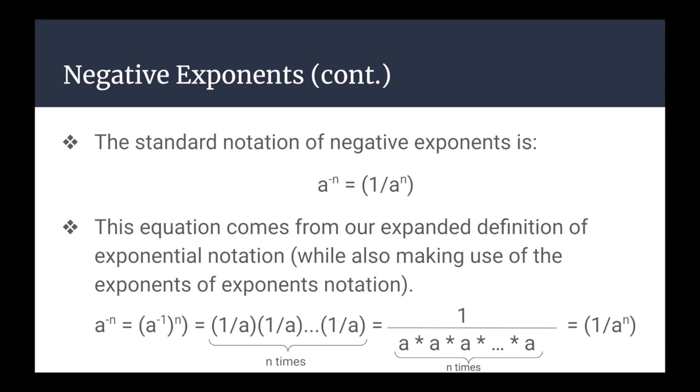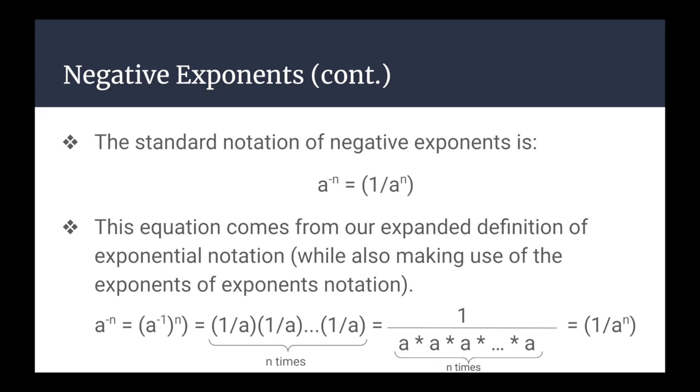The standard notation of negative exponents is a to the negative nth power is equal to 1 divided by a to the nth power. And yet again, this equation comes from our expanded definition of exponential notation, while also making use of the exponents of exponents notation. So we have a to the negative nth power is equal to a to the negative 1st power to the negative nth power. So that's kind of using the exponents of exponents, but backwards. So we have 1 over a times 1 over a times 1 over a, n number of times.